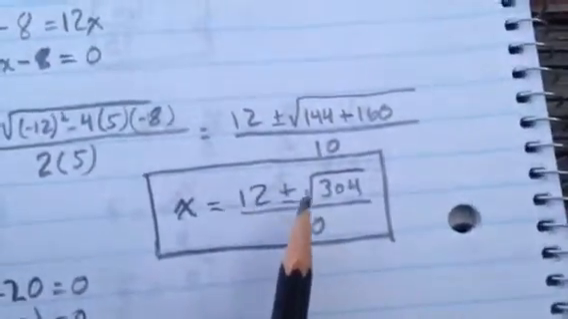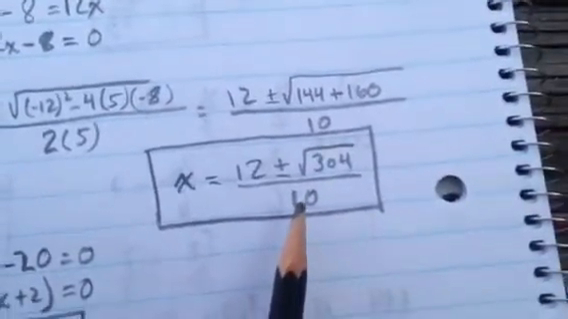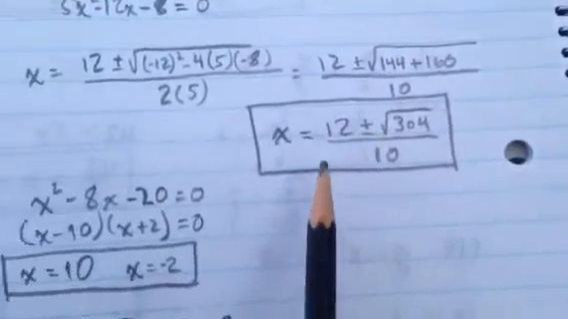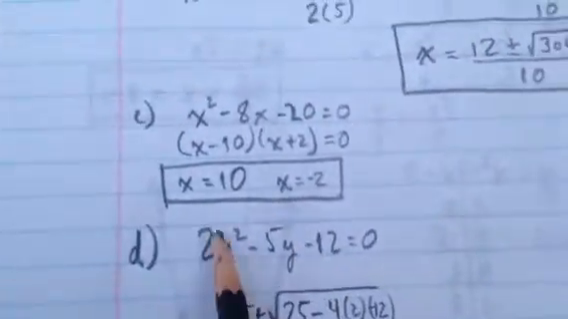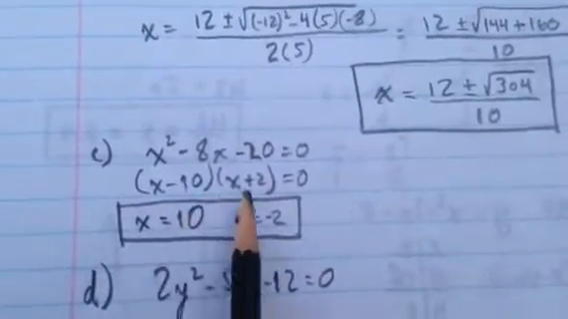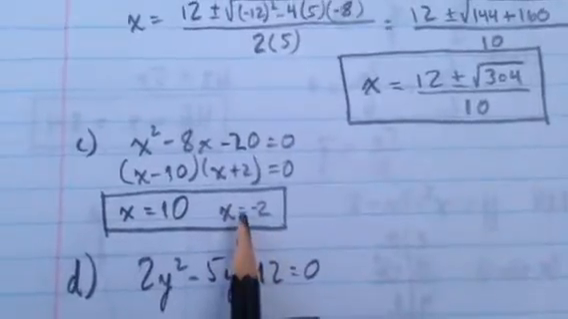And so it's just 12 plus or minus the square root of 304 over 10. That's all you've got to do. That's your answer. You don't have to do any other number crunching. Just work it out like that, and that's good enough. It's actually perfect. And the next one does factor as well, though. x minus 10 times x plus 2, and so that means x equals 10 and x equals -2.